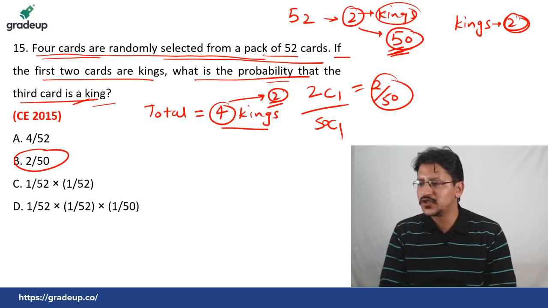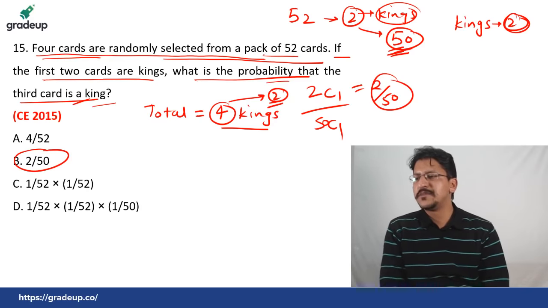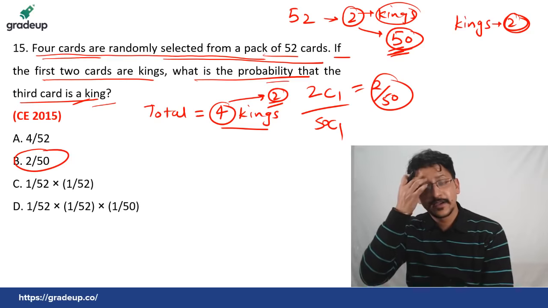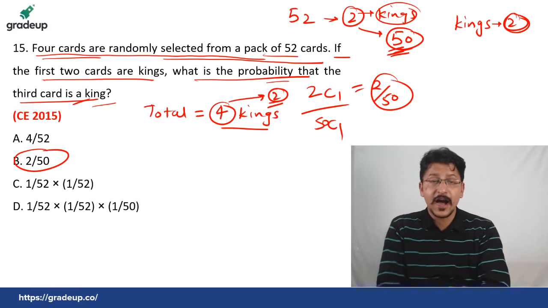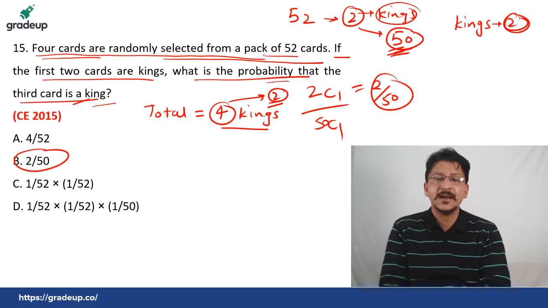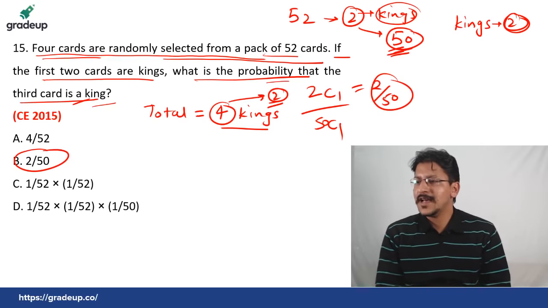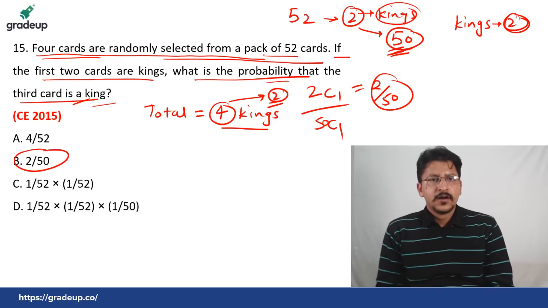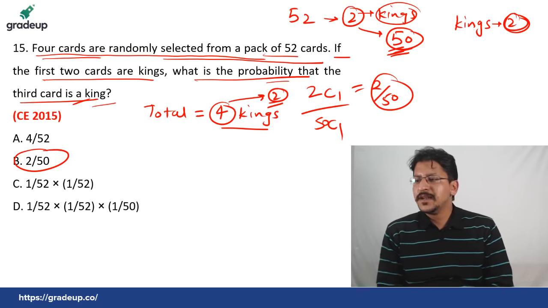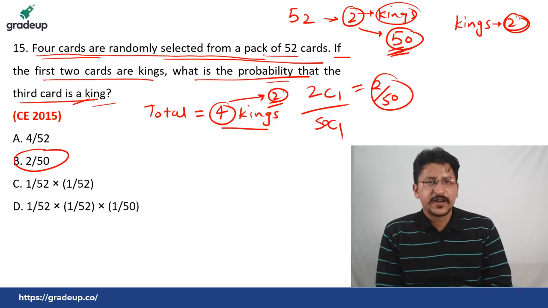Spade. Yes, spade. Sorry, I forgot that. Heart, diamond, club and spade. Yes, absolutely right. Spade is absolutely right. Okay. Move on to the next problem.